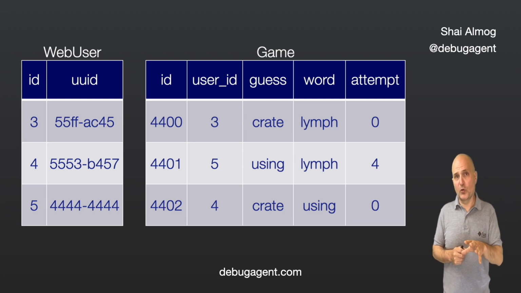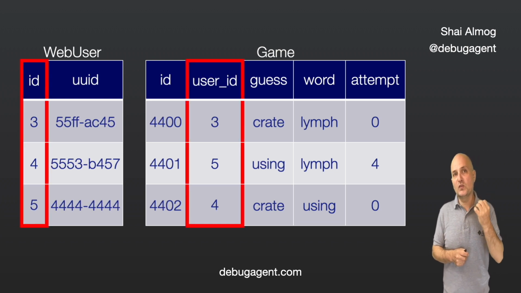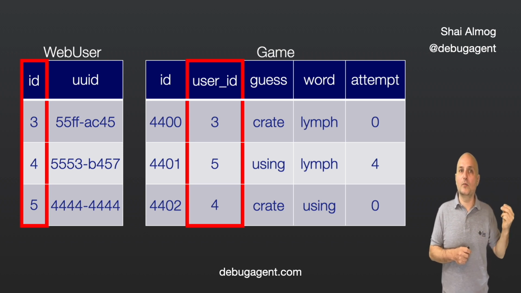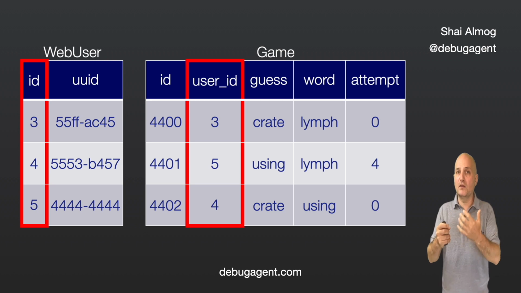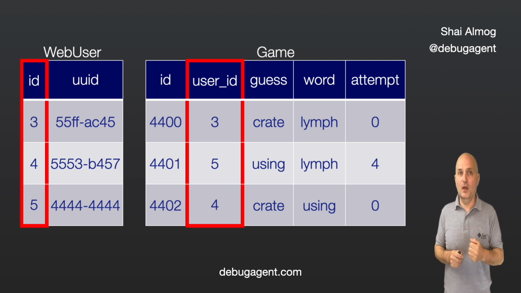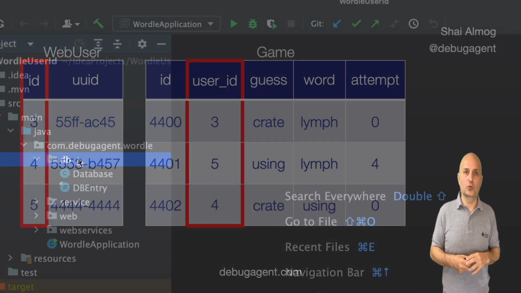What I want to focus on in this table are two things. Notice the user ID column here. Notice that it's mostly a match to the ID column in the web user table. That is a foreign key, which we discussed before. This means we can find the games belonging to the user and the user who played the game. This is all very abstract. Let's get into the code.